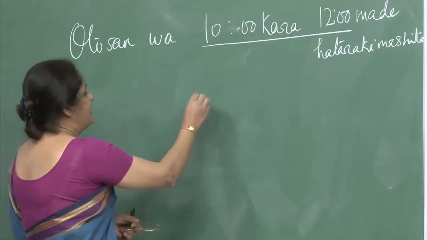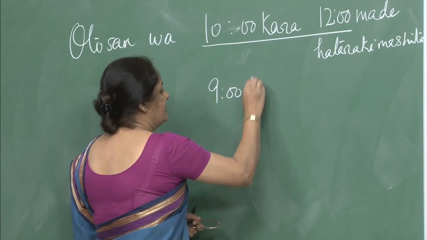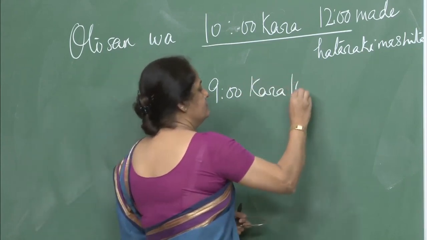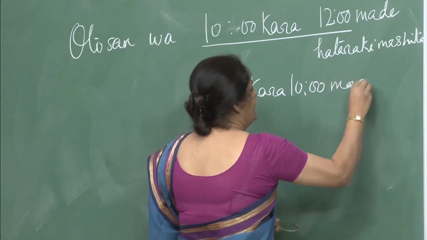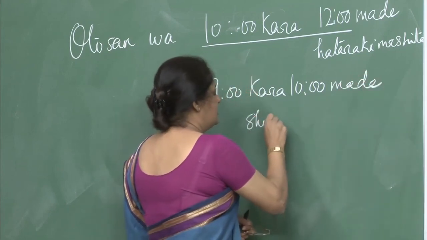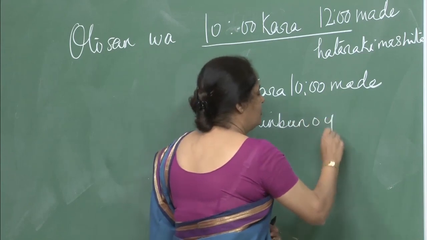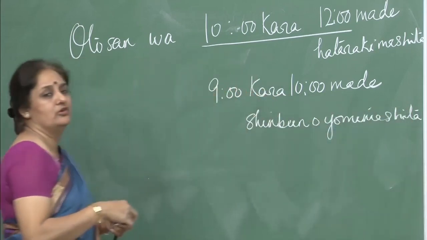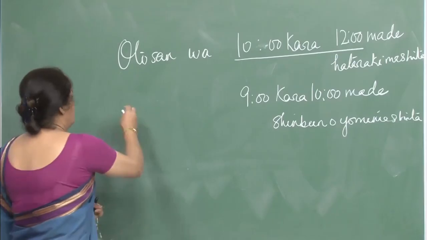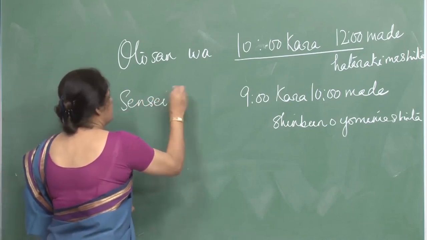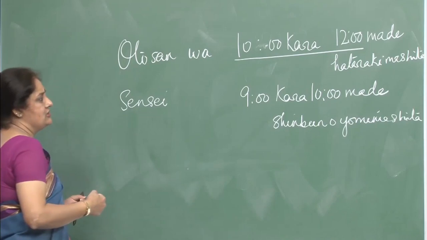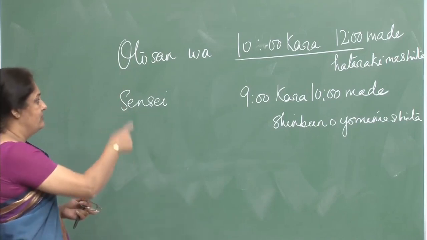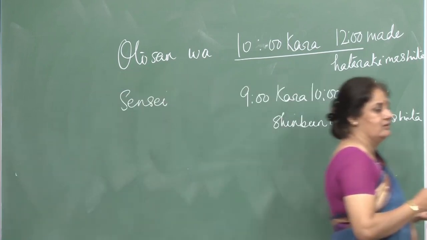For example, oto-san wa 9 ji kara 10 ji made shimbun o yomimashita. Shimbun o yomimashita. So, oto-san wa or sensei wa. Sensei wa 9 ji kara 10 ji made shimbun o yomimashita. So, you can practice like this with time. From a certain time till a certain time, some activity was performed.